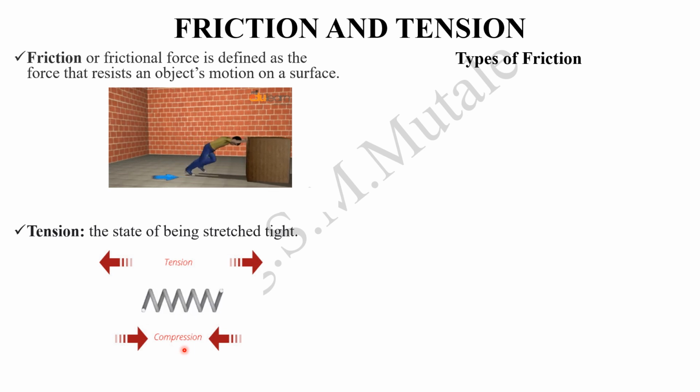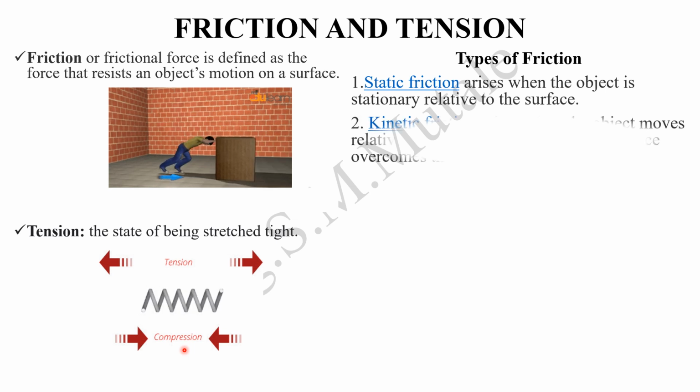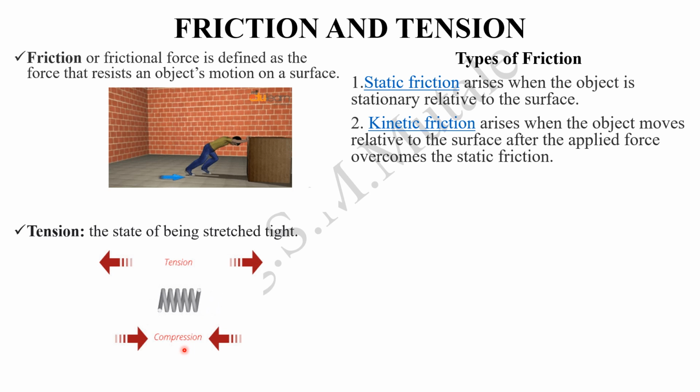Friction has types. So we've got what we call static friction. This one basically arises when the object is stationary relative to the surface. And there is also kinetic friction. Kinetic friction arises when the object moves relative to the surface after the applied force overcomes the static friction.